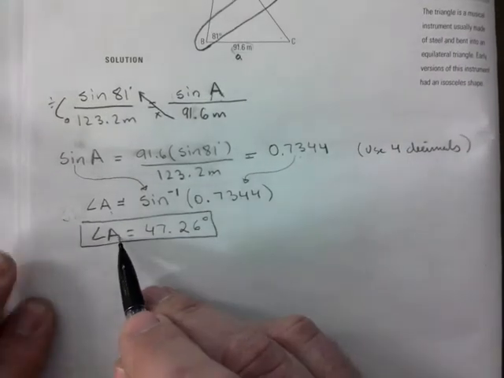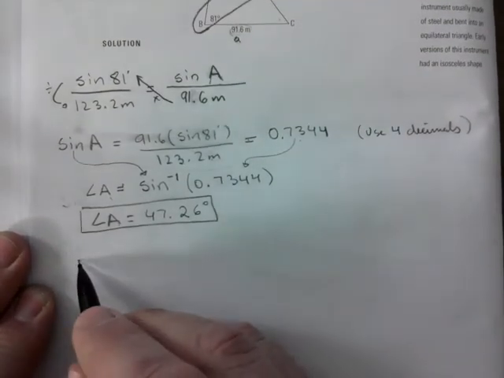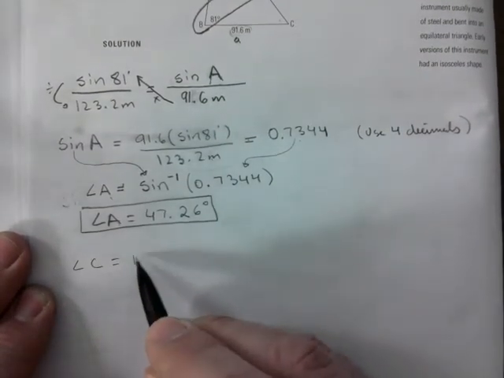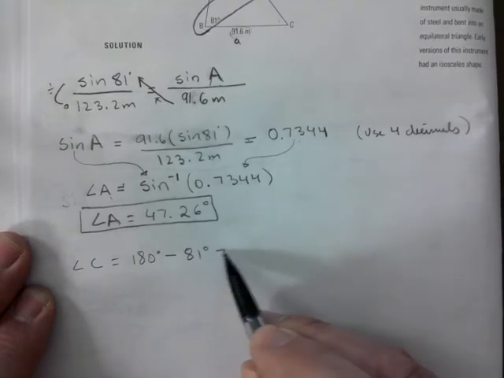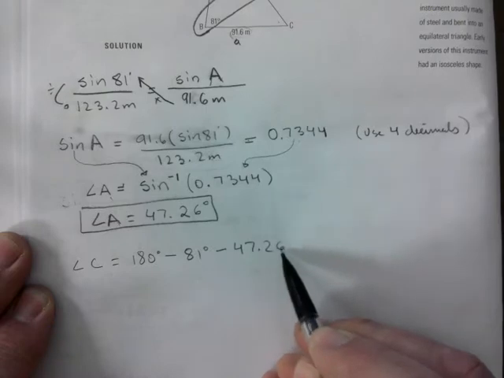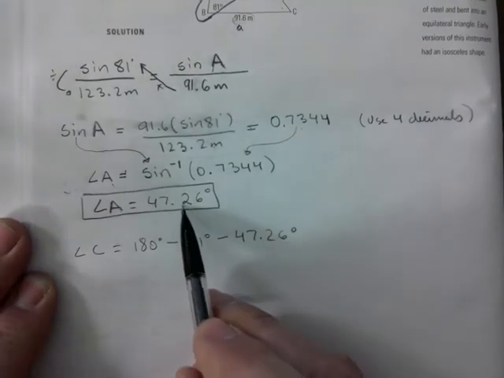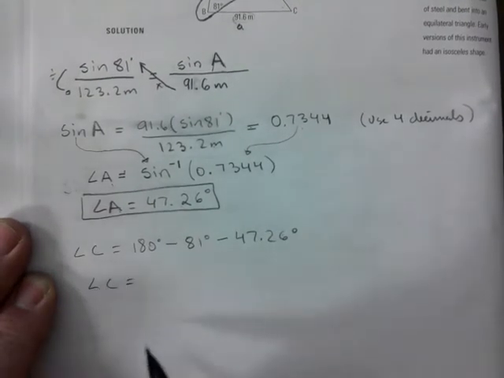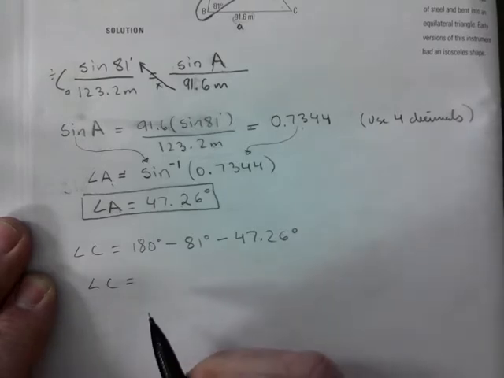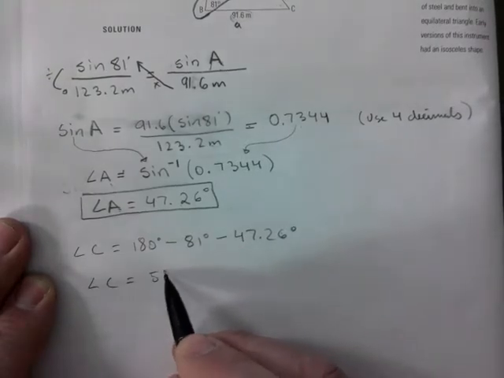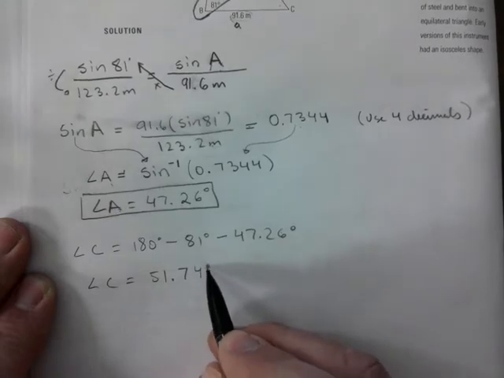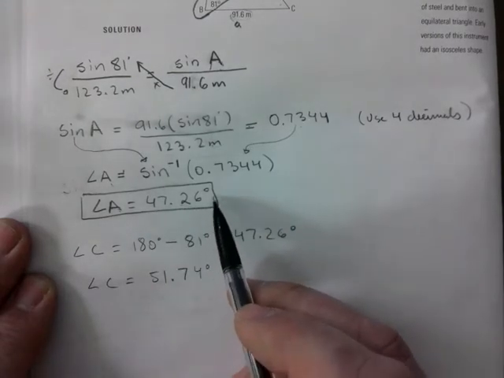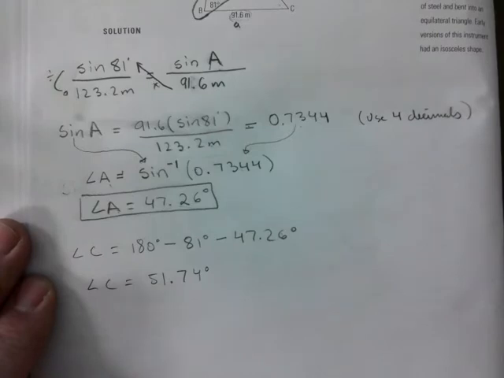Now that we have angle A, we have two angles. So we can find angle C, but all you need to do is show this. 180 minus the 81 that we already know, minus 47.26, which we just found. So angle C is 51.74. And some of you got 47.25 because you used all decimals. Good. That's good.